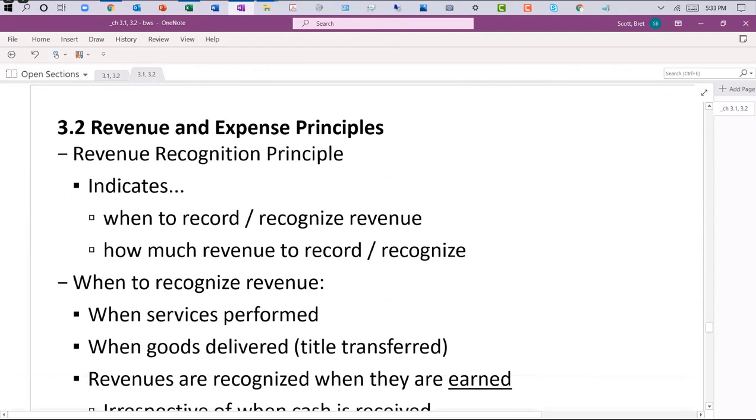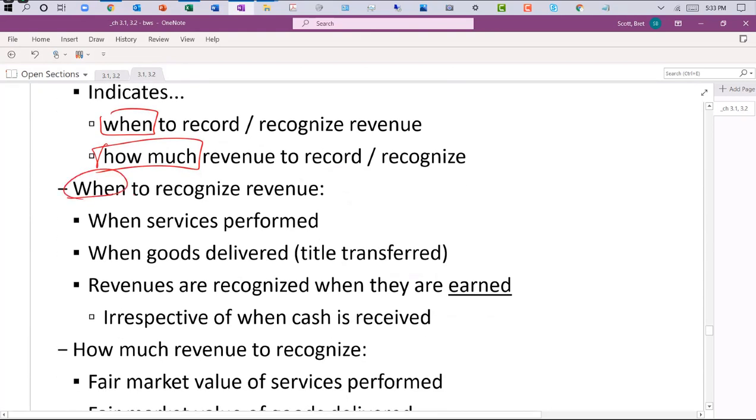So what's driving all this on the accrual side? It's recognition of revenue and expense. There are certain rules we have to follow under accrual accounting. Even though cash doesn't move, there's potentially some rule that says we need to record a journal entry nonetheless. That's where revenue and expense principles come into play. They're extremely important. Under the revenue recognition principle, we figure out when to record revenue and how much to record based on certain principles, certain rules.